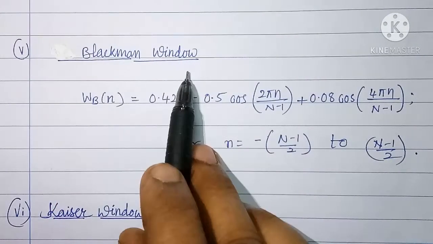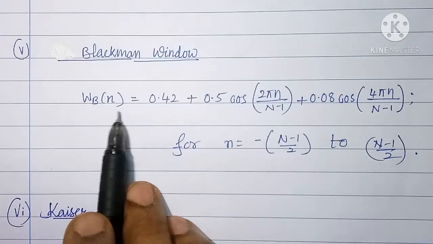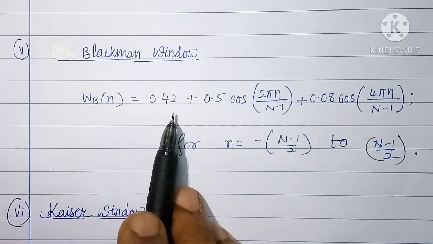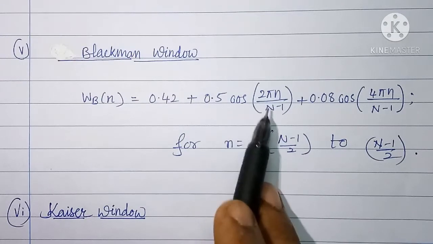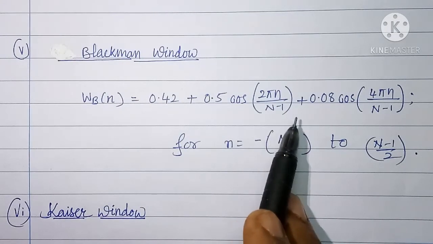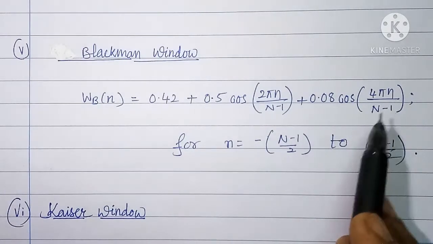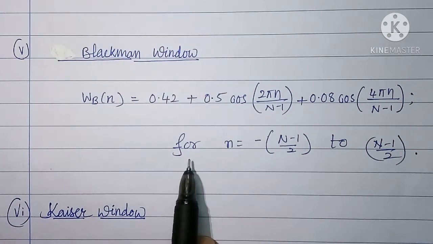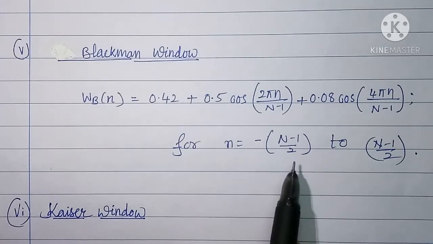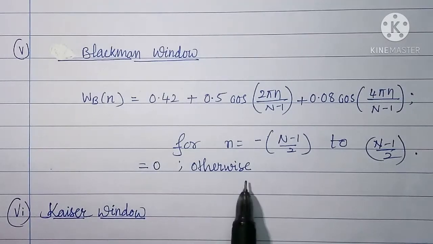Next window is Blackman window. Blackman window is denoted by WB of n and is given by 0.42 plus 0.5 into cos of 2 pi n upon (N minus 1) plus 0.08 into cos of 4 pi n upon (N minus 1), for n equal to minus of (N minus 1) by 2 to plus of (N minus 1) by 2 and is equal to 0 otherwise.